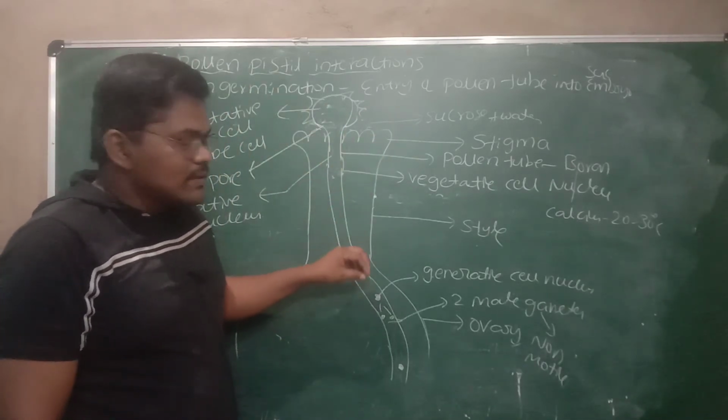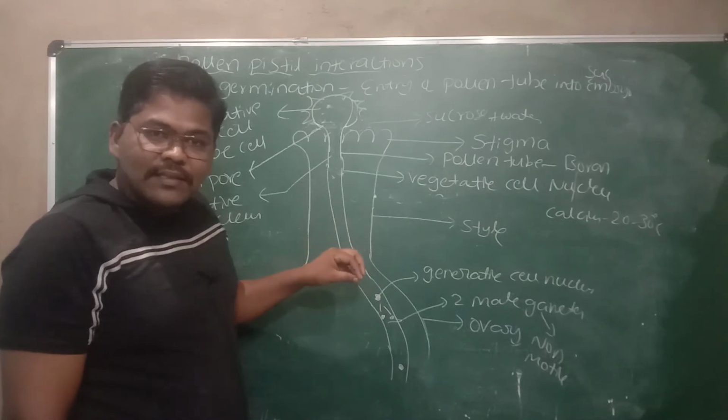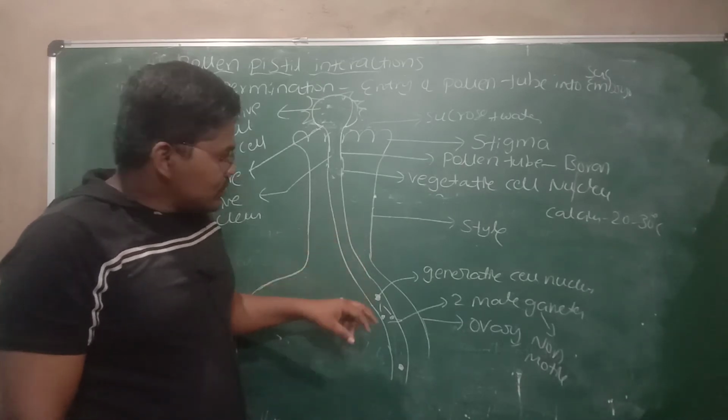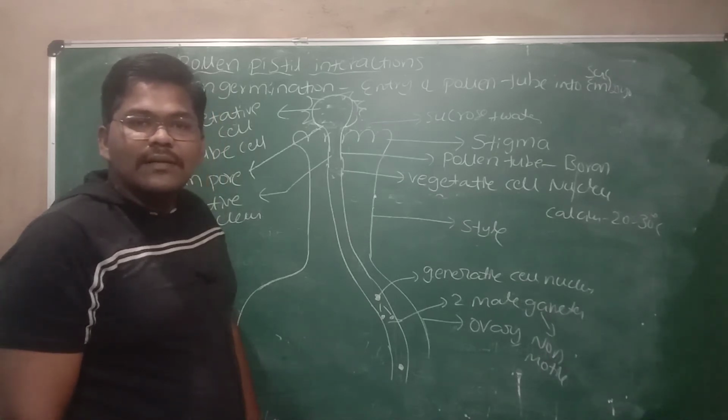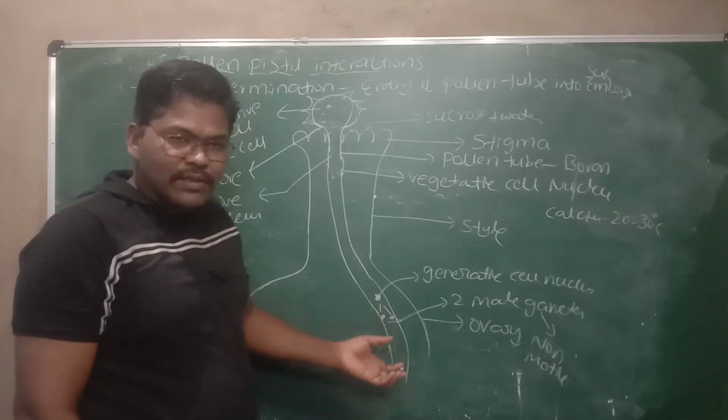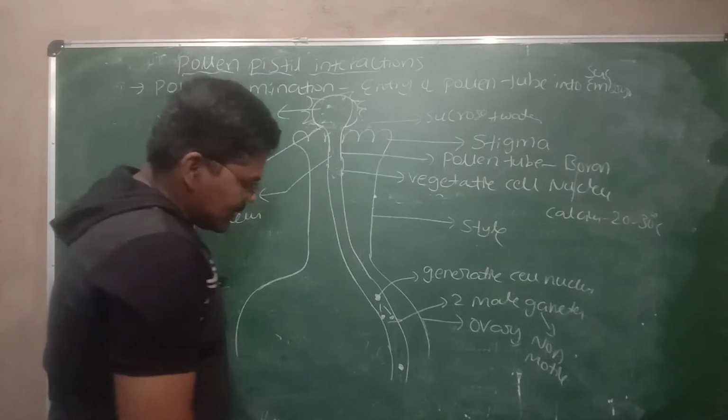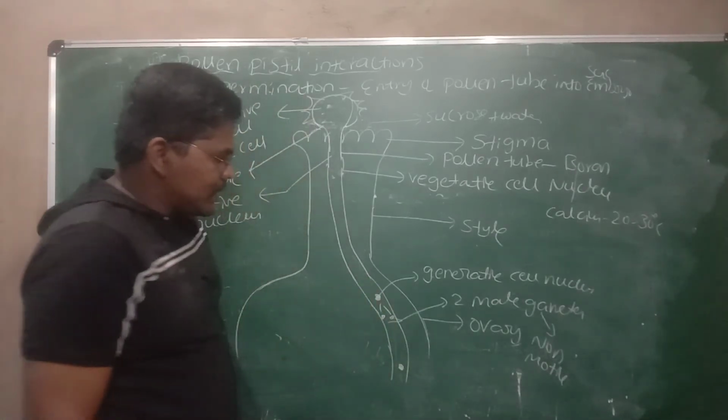Okay, but the pollen grains which germinated at the 2 cell stage, what happens? Two male gametes are formed during the growth of the pollen tube. Okay, that is the formation of two male gametes.